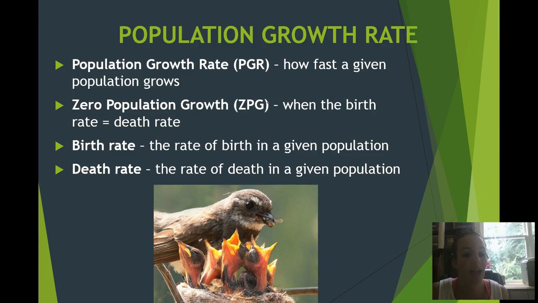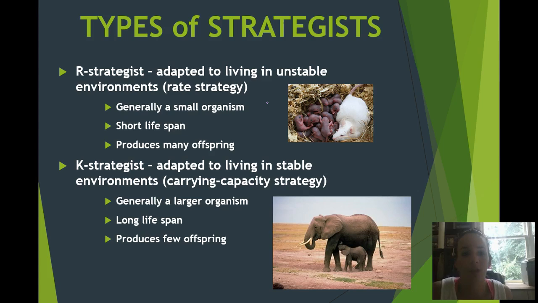There are also two types of strategists that you need to be familiar with. An R strategist is an organism that is used to being in an unstable environment. They are usually small, they don't live very long, and they have lots of babies. As you can see, this rat in this picture, I can't even tell how many babies that rat has, but it has a lot. Generally, most of them don't make it to maturity, but that's how that species works. They're used to an environment that isn't very stable, so they make lots of babies in the hopes that one or two make it to adulthood.